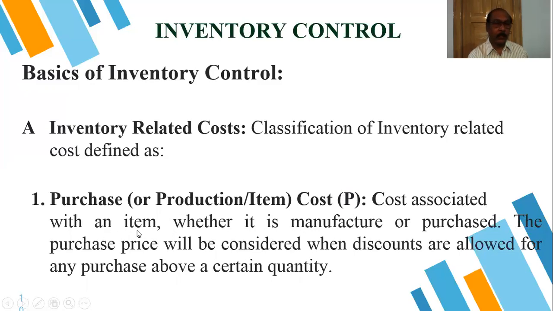Cost associated with an item, whether it is manufactured or purchased. When it is a manufactured item, we have to calculate the effective price of that item. But when we are purchasing, after purchase, a few costs are related to that. Adding that, we can calculate the item cost. The purchase price will be considered when discounts are allowed for any purchase above a certain quantity.